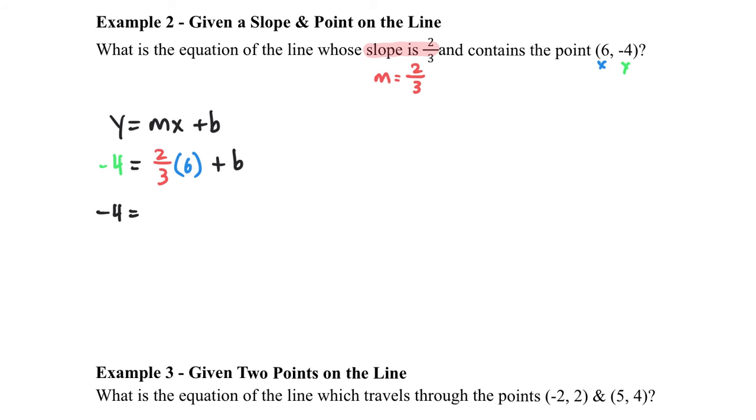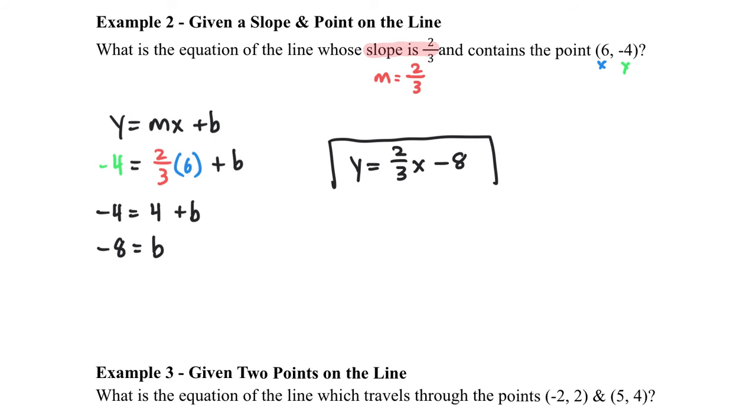Negative 4 equals 2/3 times 6 is 4 plus b. I'm going to subtract 4 from both sides, and I'm going to get negative 8 equals b. So now I have slope and y-intercept. That's what I need. y equals 2/3 x minus 8. Slope and y-intercept. That's what we're looking for.